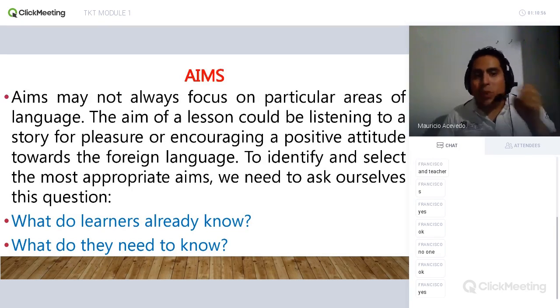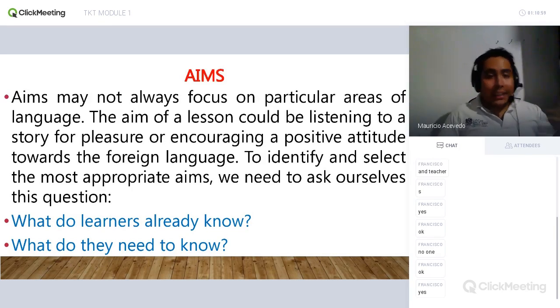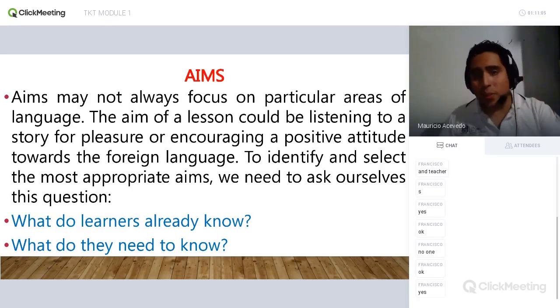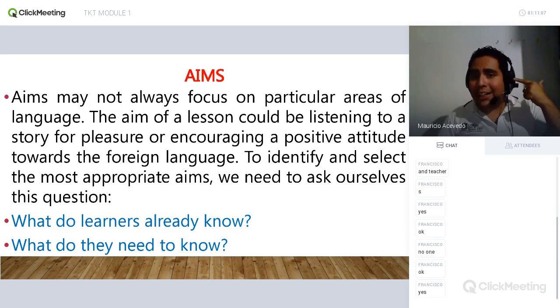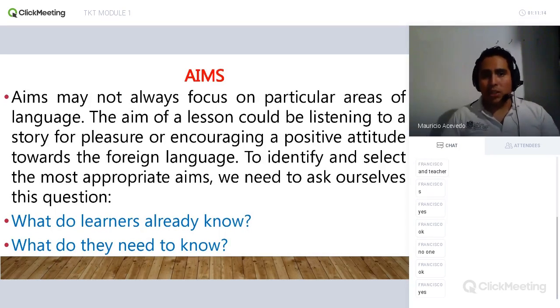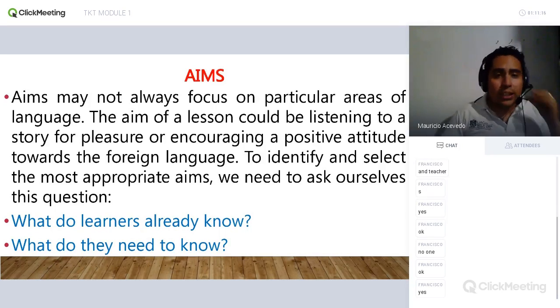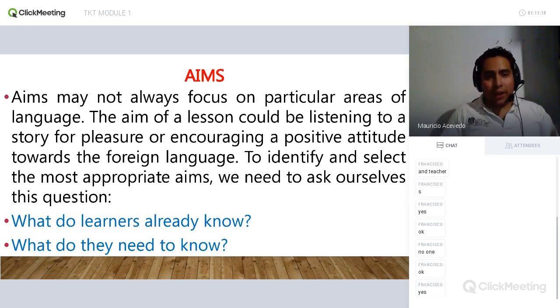No. So we need to identify them. Okay, and it's good that you listen to songs just for the mere pleasure. It's really nice that you increase your vocabulary, that you get used to hearing this kind of sounds in English. Okay, but it's also important to know that most of the grammar is shown in songs. So I hope this is clear, Francisco.